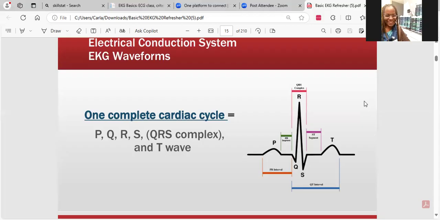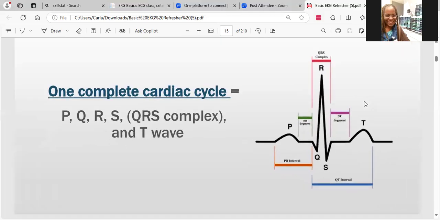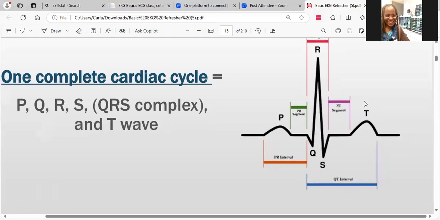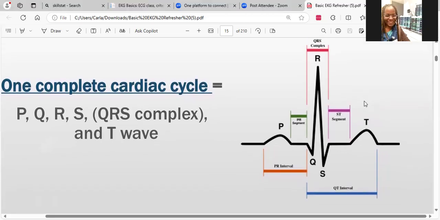If you take a look at the waveform on the right-hand side of the screen here, you will see that the PR interval has the P wave in it. The PR segment does not. The QRS complex is an entire complex, the P, Q, R, S and T. The ST segment that we see here does not have a waveform in it, but the QT interval at the bottom does have the Q, R, S, and T within that interval. Make sure you know where to measure from and where it begins and ends because it is a vital step in measuring EKG.